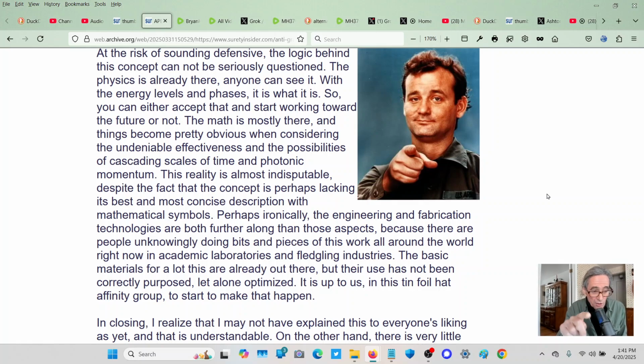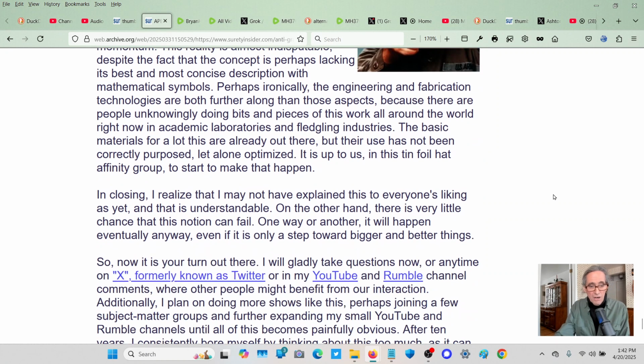This reality is almost indisputable, despite the fact that the concept is perhaps lacking its best and most concise descriptions with mathematical symbols. Perhaps ironically, the engineering and fabrication technologies are both further along than those aspects, because there are people unknowingly doing bits and pieces of this work all around the world right now in academic laboratories and fledgling industries. The basic materials for a lot of this are already out there.